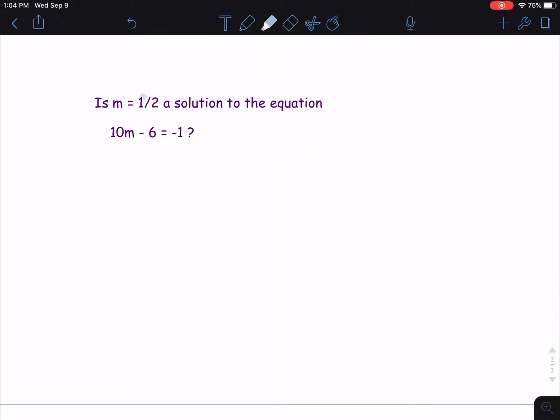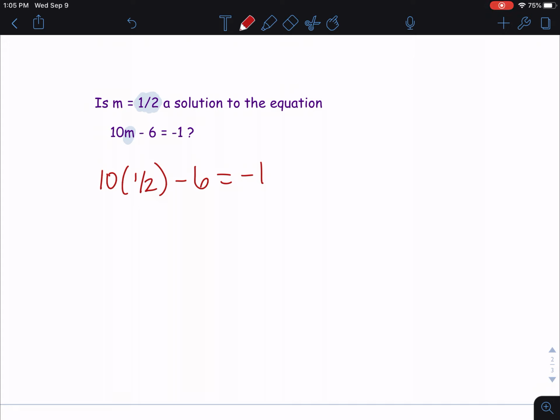In this next example, 1/2 is my possible solution. I will not follow any different steps just because my possible solution is a fraction. I'm still going to plug that in. M is getting multiplied by 10, so I'm going to multiply 10 times 1/2, then subtract 6 from it and see if I get a value that is equal to negative 1.